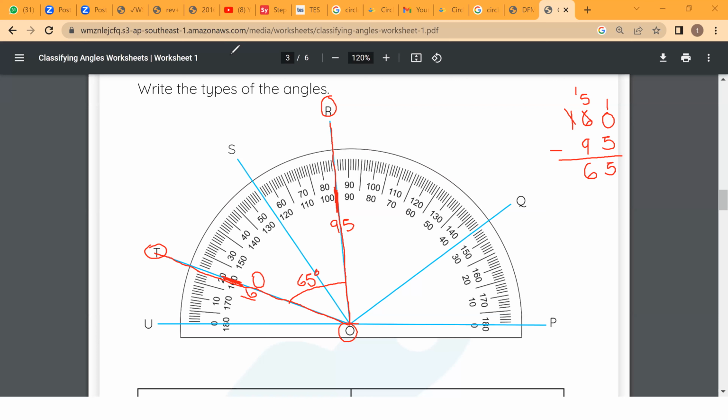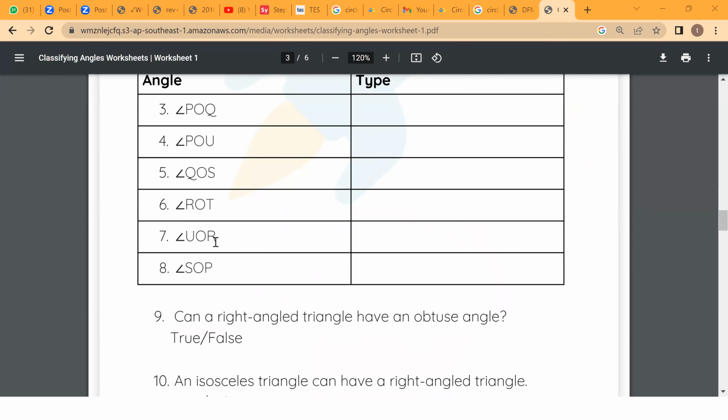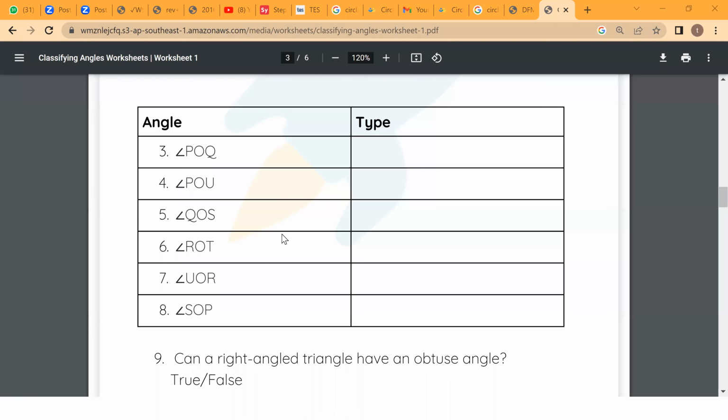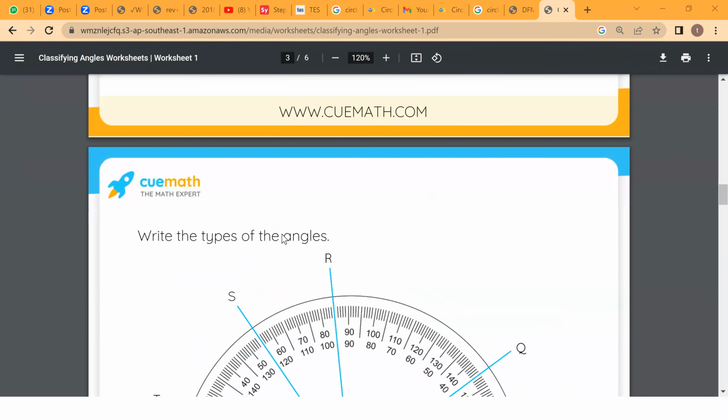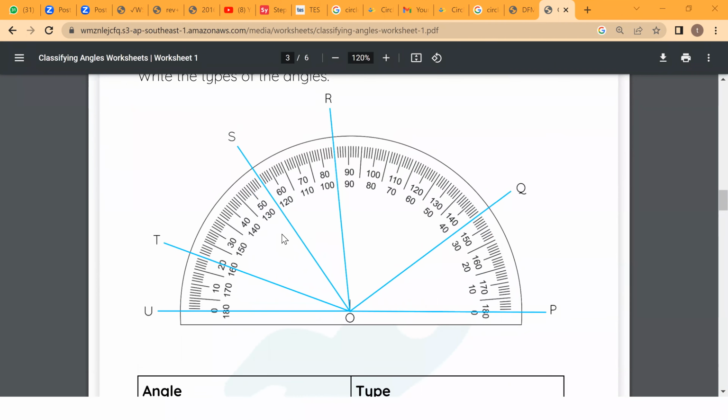Okay, next up, what else do we have? UOR. Let's look at that. What is the size of UOR?